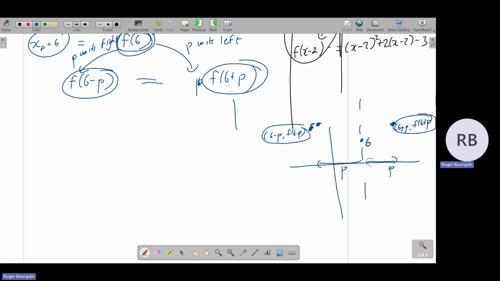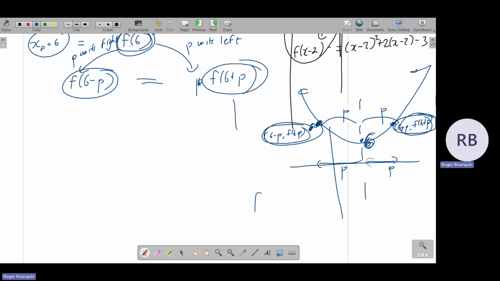Which means what? That the graph is symmetrical. When it goes p across and p across, they're going to be symmetrical about which point? About 6, right? And if they're symmetrical about 6 on a parabola, what does that mean? The x coordinate of the turning point must be 6.